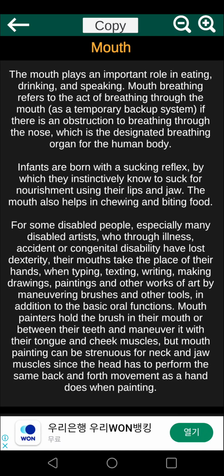For some disabled people, the basic oral functions use their teeth and mandible, their tongue and cheek muscles. But mouth painting can be strenuous for neck and jaw muscles since the head has to perform the same back and forth moving as a hand does when painting.